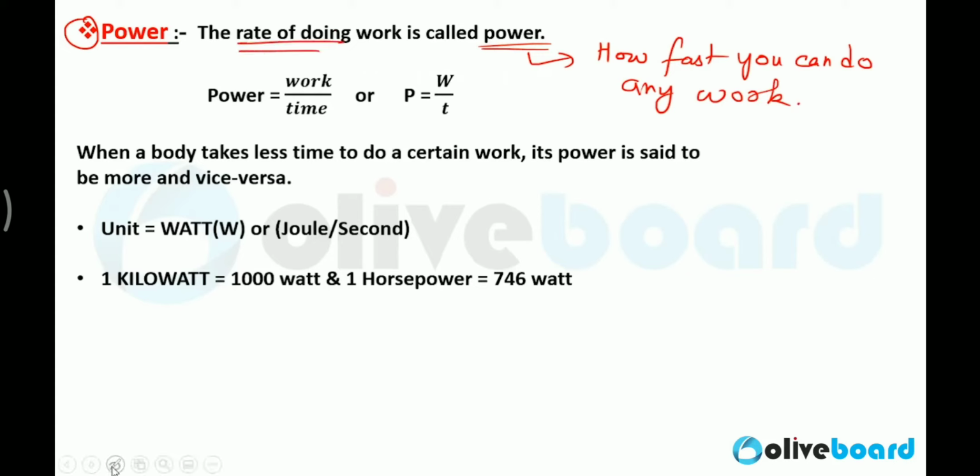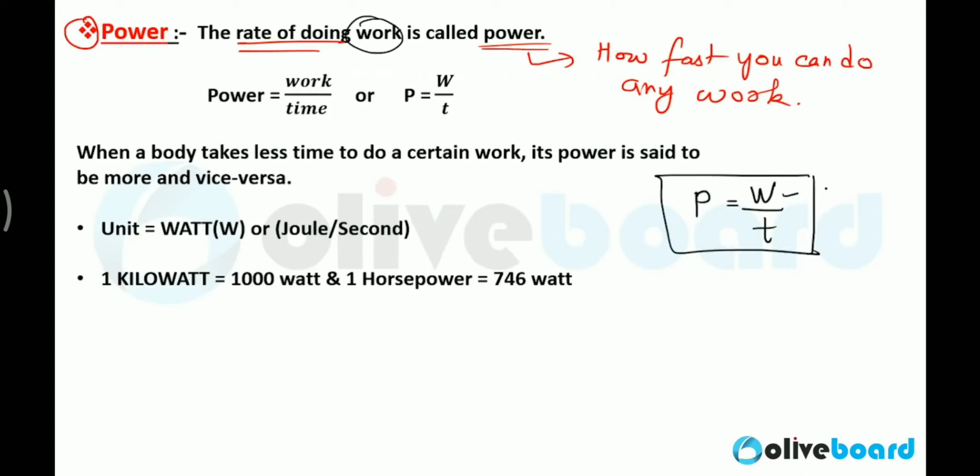And whenever the term rate comes, we divide that quantity, whatever we are talking about, like work, by time. So what is the formula for power? It is work upon time, the rate of doing work, clear? It means how fast you can do any work.